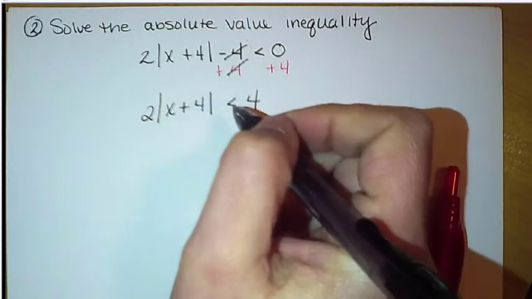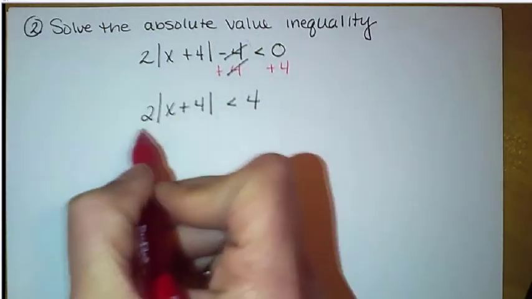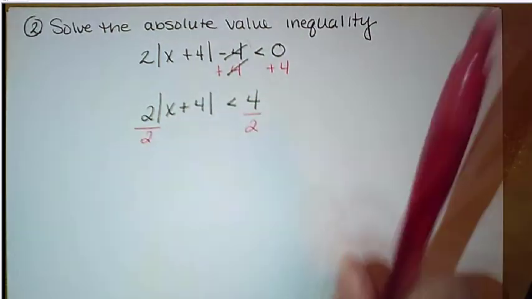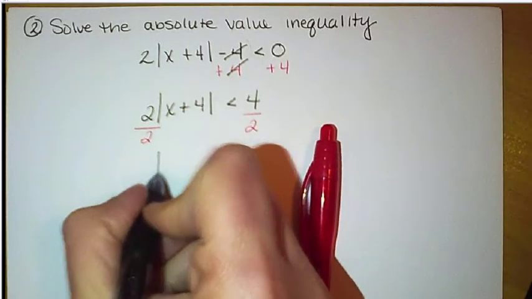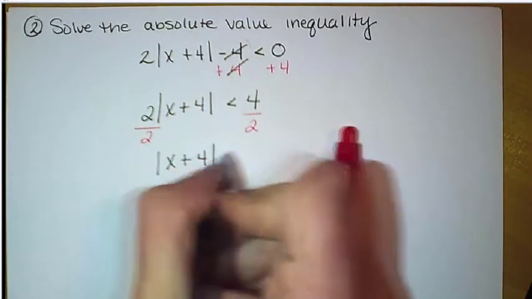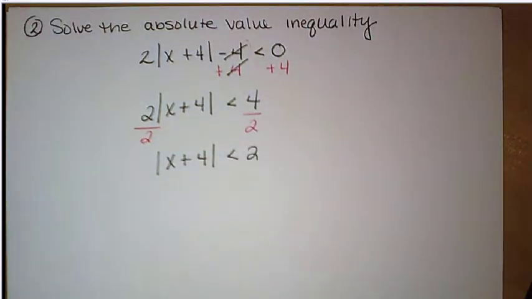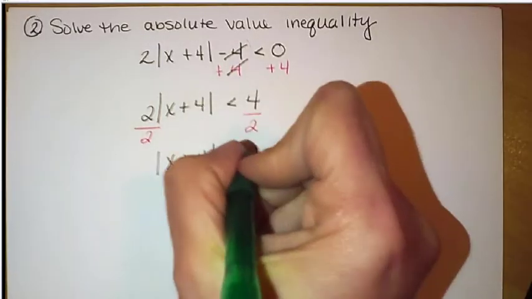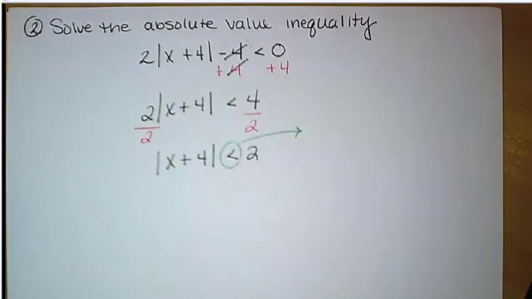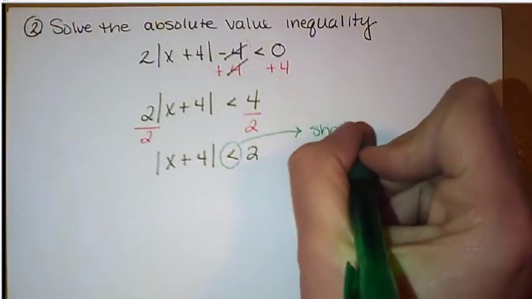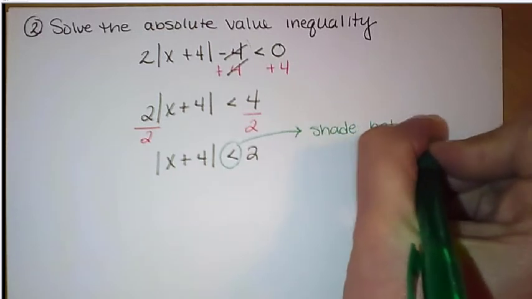Those are going away up here. Again, we want to get rid of this 2 that's multiplied, so we're going to divide by 2 on both sides of our equation. So we're going to have the absolute value of x plus 4 is less than 2. Again, I want to stop for a second and look at what symbol I've got here. I do have a less than symbol. That was the first of those 4 possibilities we went over when we first started talking about absolute value inequalities. If you remember, this is the problem where we shaded between the two numbers.